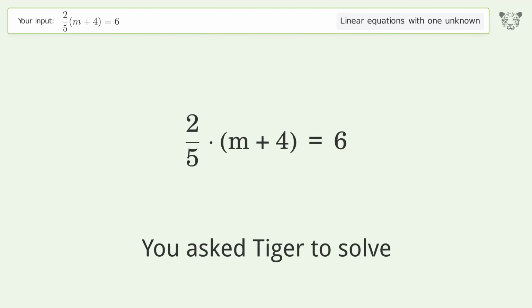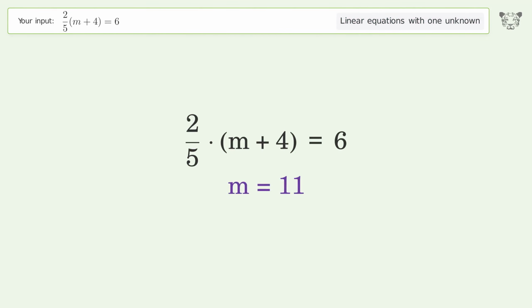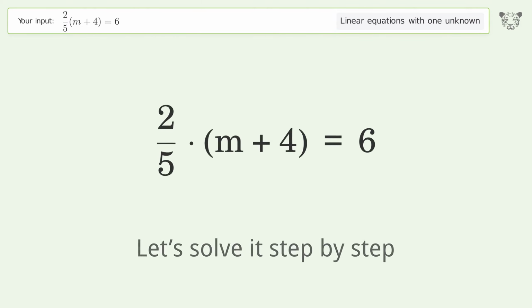You ask Tiger to solve. This deals with linear equations with one unknown. The final result is m equals 11. Let's solve it step by step.